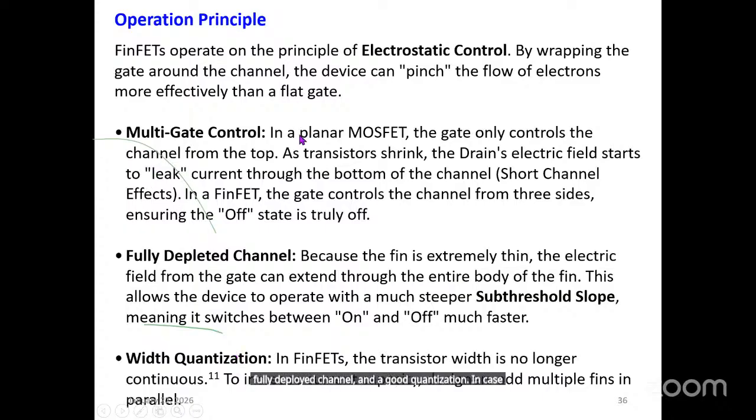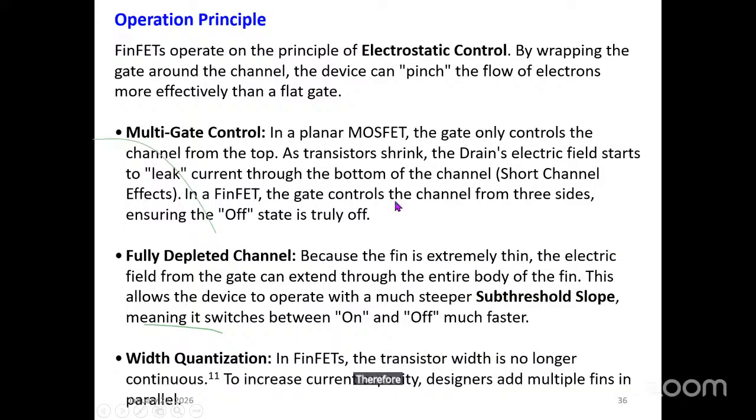In the case of multi-gate control, in a planar MOSFET the gate only controls the channel from the top. But as the transistor shrinks, the drain's electric field starts to leak, and current flows through the bottom of the channel. In the FinFET, these leakages are not there. Therefore, the device can be truly off. Similarly, there is no penetration, no leakage current, in depletion. Therefore, FinFETs are definitely very good. And at the end, the FinFET transistor width is no longer continuous. To increase current capacity, we can have multiple fins in parallel. Therefore, current capacity can be increased.